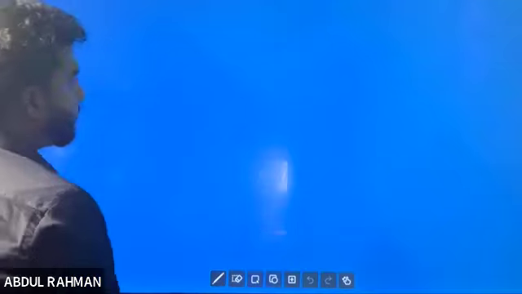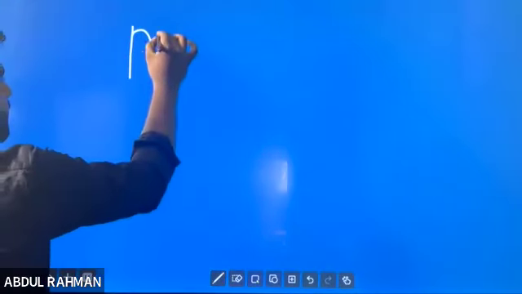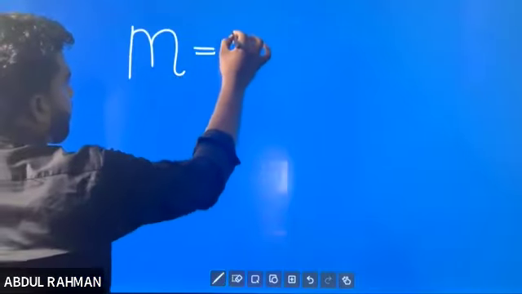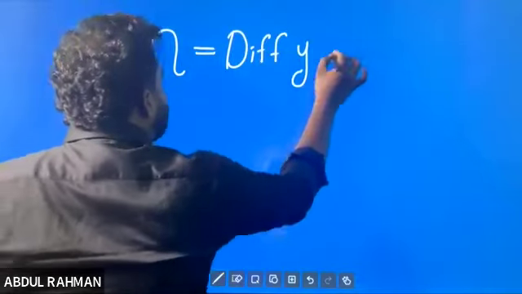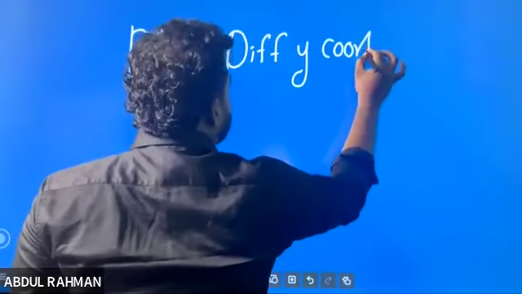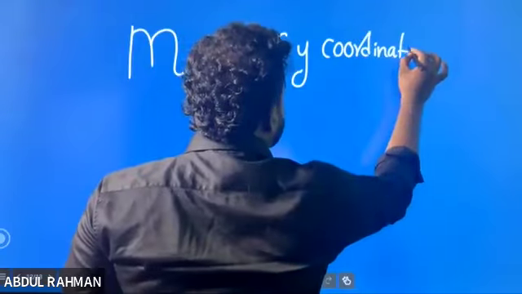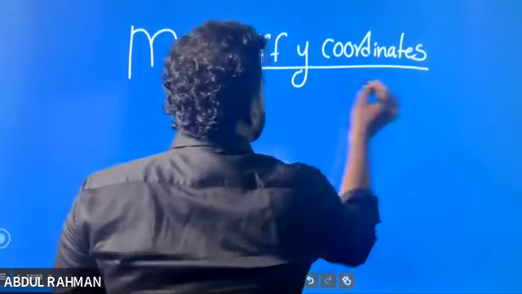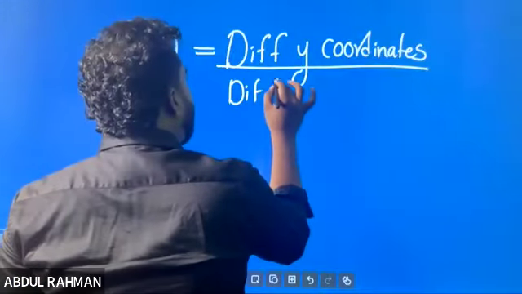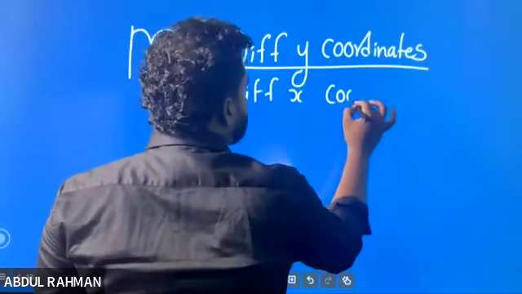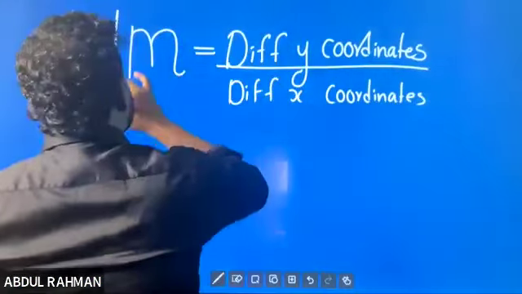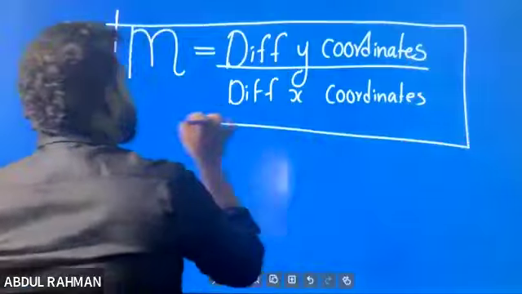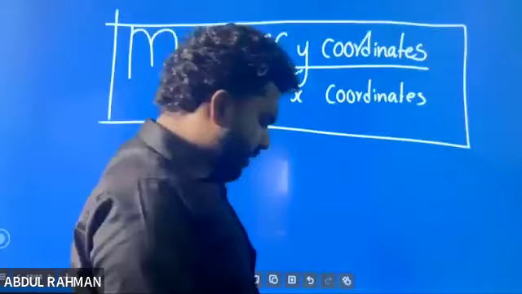Now there is a formula. What is the formula? The gradient is equal to the difference of y coordinates over the difference of x coordinates. So M is equal to the difference of y coordinates over the difference of x coordinates.